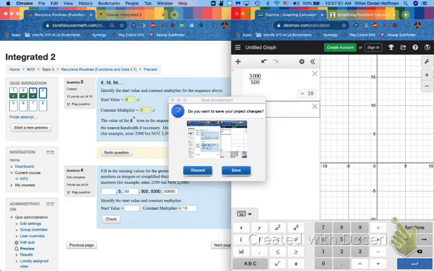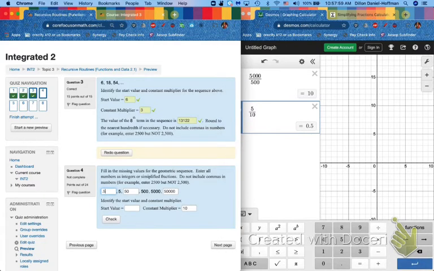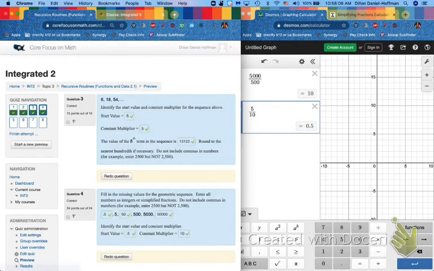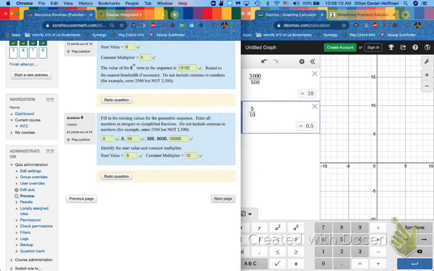5 divided by 10, maybe you could see it. If I move the decimal point over one spot from 5, I get 0.5. And I don't even think you need the 0. You almost never do. So divide by your multiplier when you go from right to left. Beautiful. Love all those green check marks.